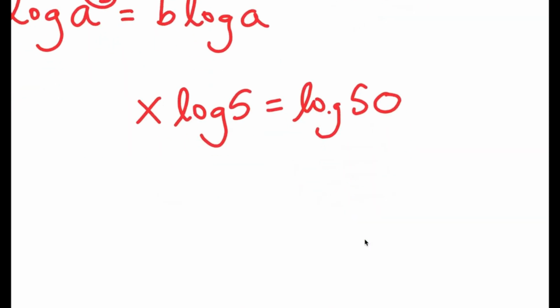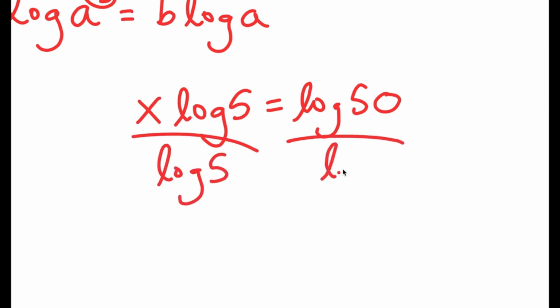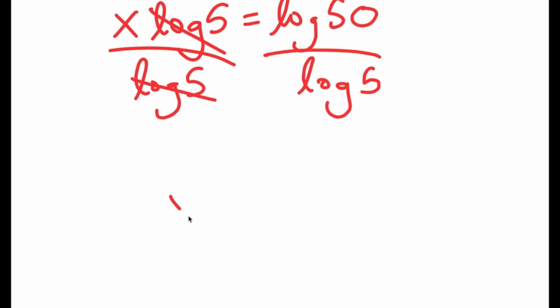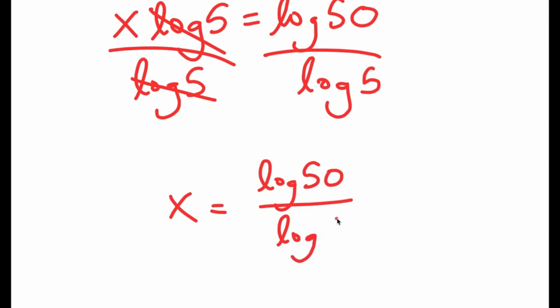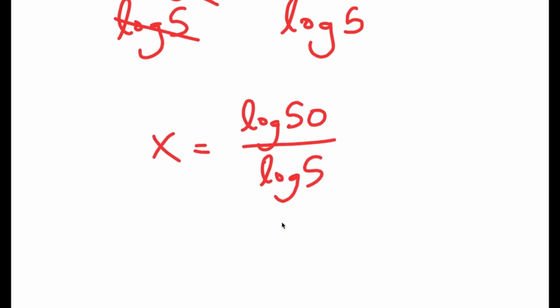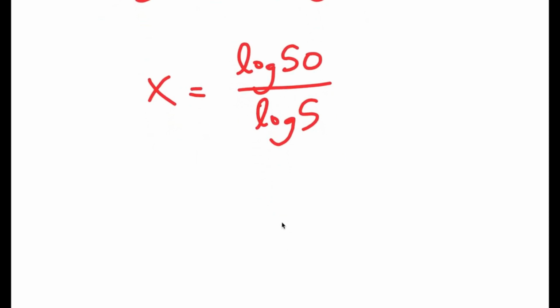Now remember, we want to find the value of x, so all we have to do to that is get rid of this log 5 by dividing both sides by log 5. Now these two cancel out, and I get x is equal to log 50 over log 5. And now let's simplify this a little to get the exact decimal value.